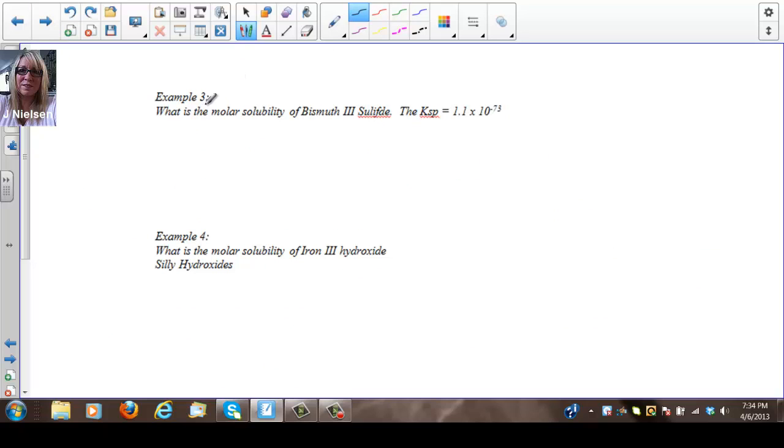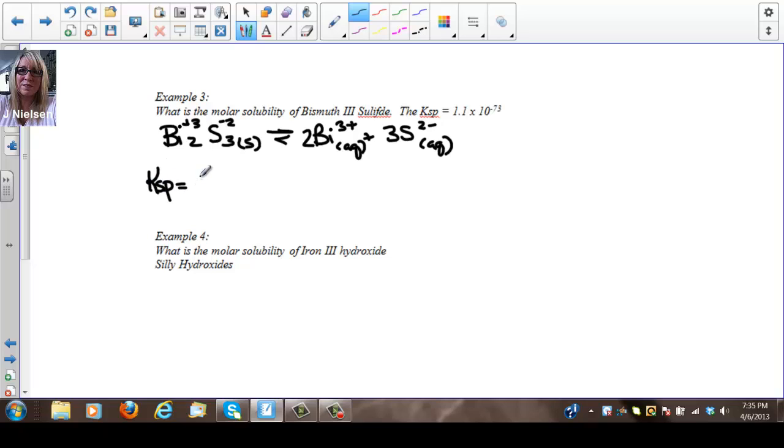What is the molar solubility of bismuth 3-sulfide? So we've got Bi, this is plus 3, S minus 2, so Bi2S3 solid goes into 2 Bi 3 plus and 3 S2 minus. And these are aqueous over here because they're in the water. Should have written that. So we need the Ksp of bismuth 3 sulfide, and that's going to be equal to 1.6 times 10 to the negative 72nd.